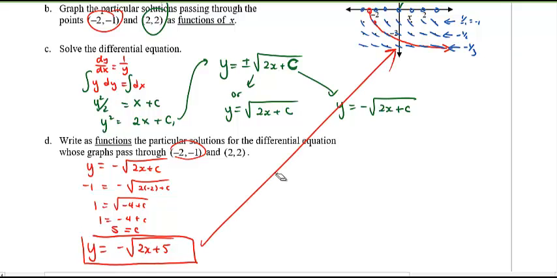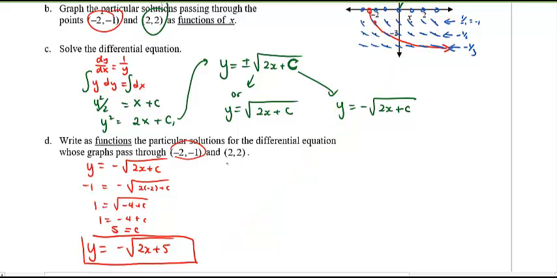Okay? And that makes total sense. So it looks like my x-intercept open dot should be negative 5 over 2. And I've got this nice square root curve.